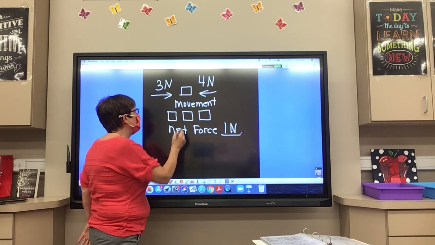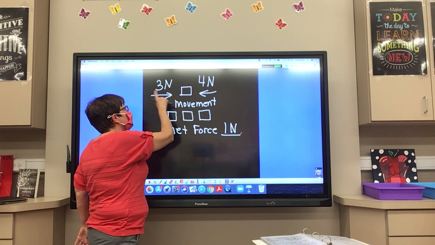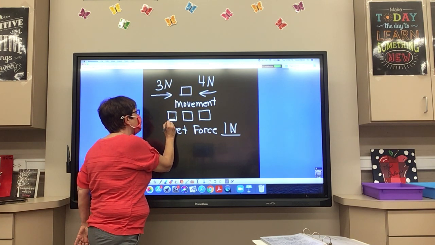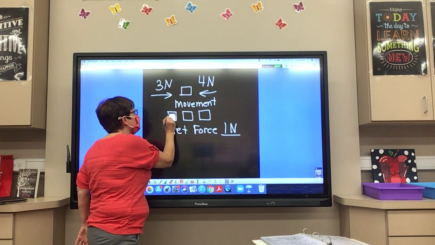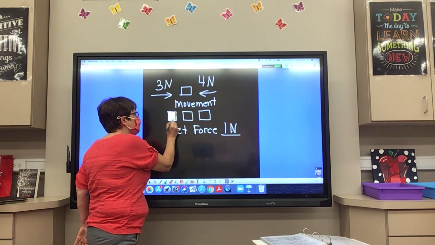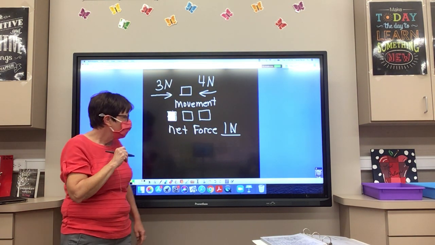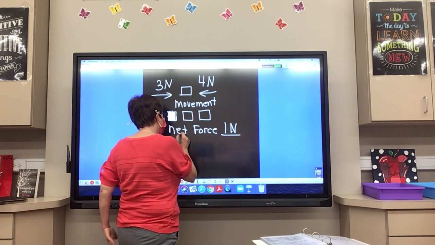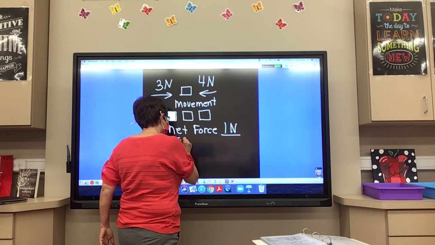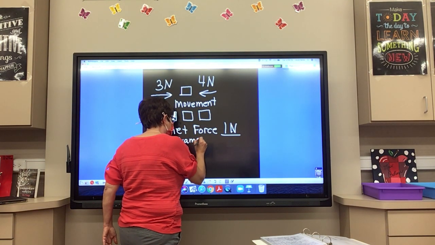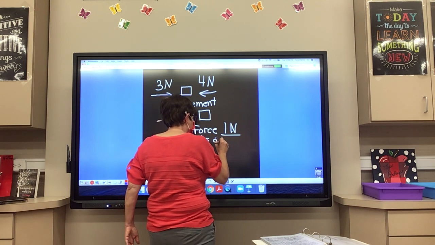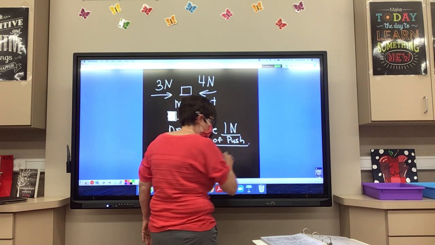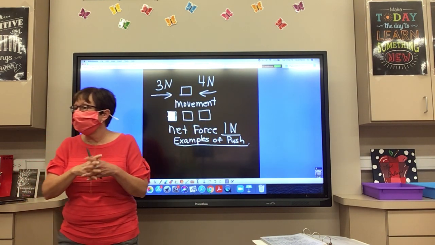Because it's 3 newtons versus the 4 newtons here, we're gonna color in our box right here. We're going to shade in one box. And then we have some examples of push. We have an example of push right there in the picture.